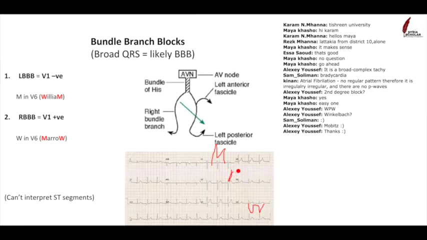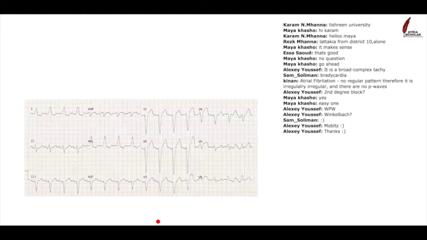then this is right bundle branch block, so we have an R. So this looks like Marrow. So it's either William or Marrow, but the main thing to look at is whether V1 is positive or negative. So let's try doing that.